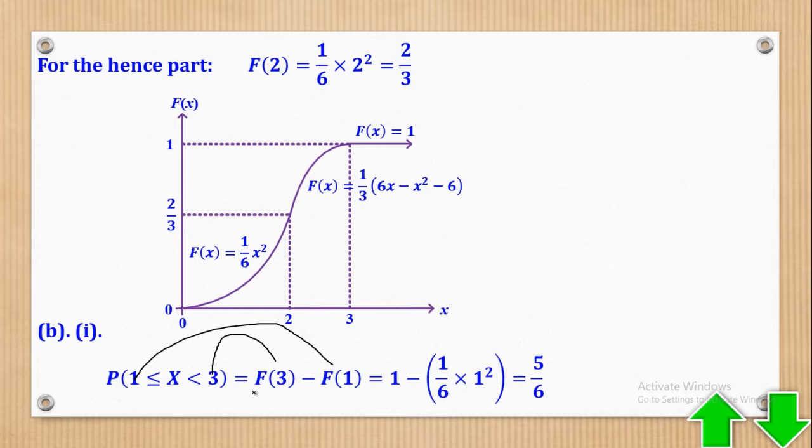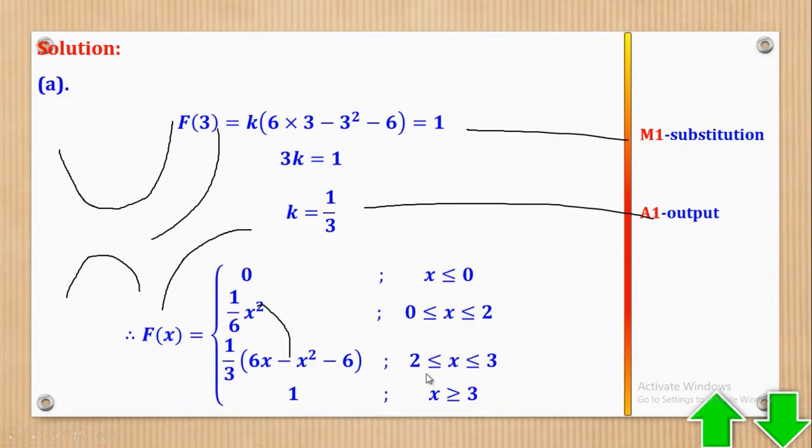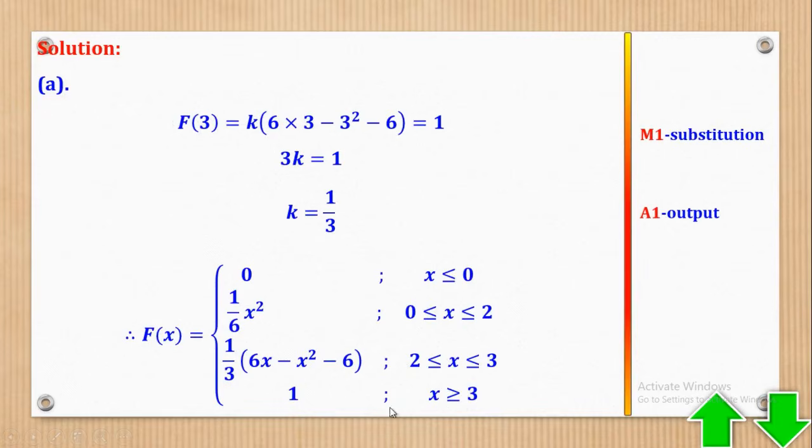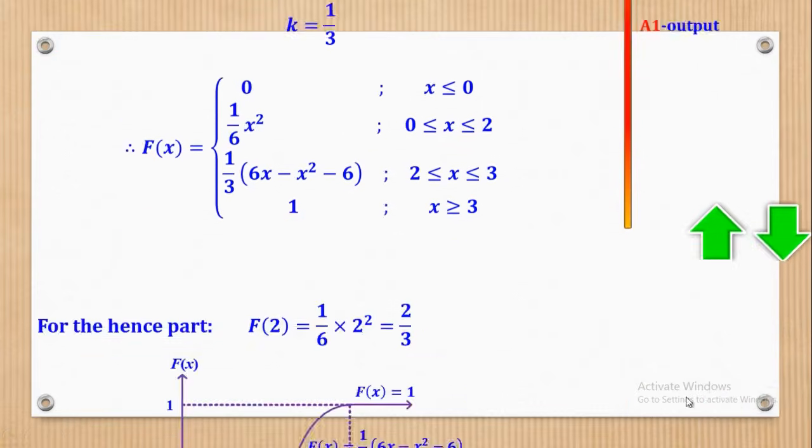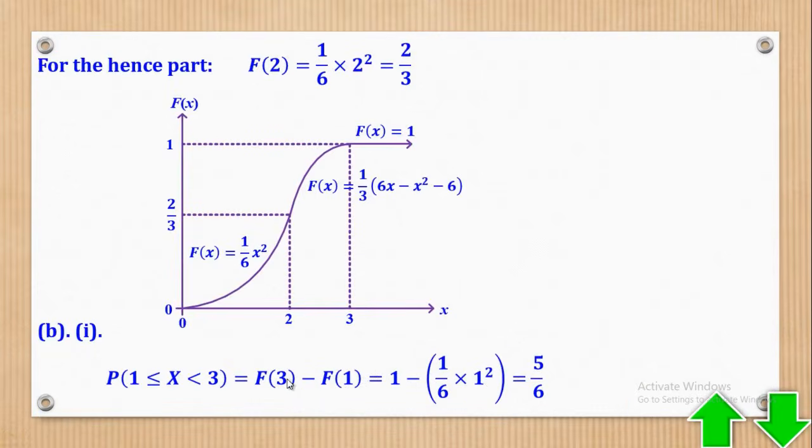So F(3) is 1. If you look at this function, this 3 here, the corresponding probability is 1. Therefore, you come here and put your 1 there. That is why this 3 is this one.